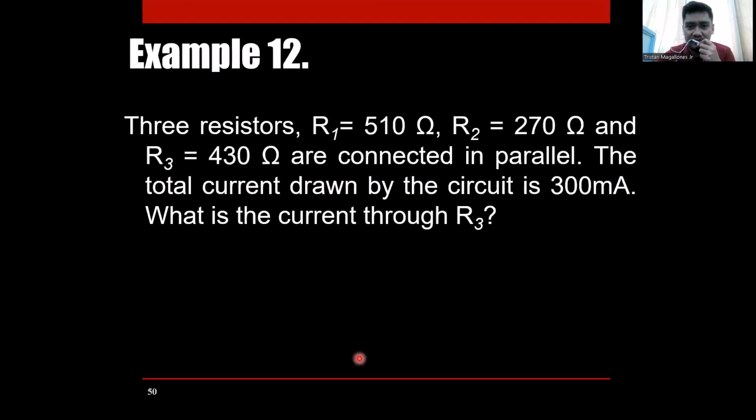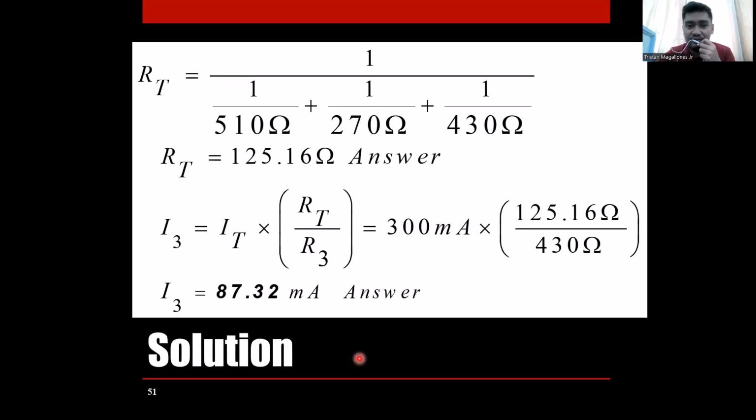So for example, you are given here R1 of 510, R2 of 270, and R3 equal to 430 ohms, and they are connected in parallel. The total current drawn by the circuit is 300 milliamperes. So what is the current through R3? So to solve this, we have to first get the total resistance. Again, the total resistance for a parallel circuit is the reciprocal of the sum of the reciprocals. So you have the reciprocal of R1, R2, and R3. You add them, and then take the reciprocal of the total. So that will become RT equal to 125.16.